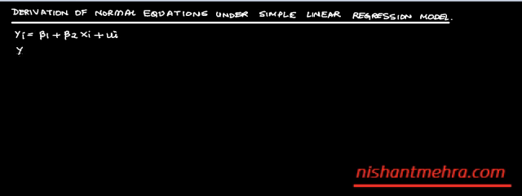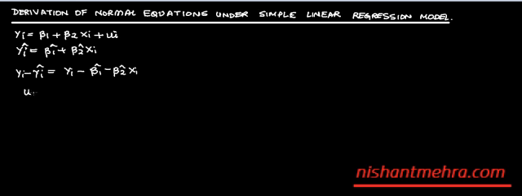Now, once you estimate this model, you'll be getting yi hat as beta 1 hat plus beta 2 hat xi. So subtracting yi hat from yi, you'll be getting yi minus yi hat. This you can write as yi minus beta 1 hat minus beta 2 hat xi, but this is nothing but the residual term, which is yi minus beta 1 hat minus beta 2 hat xi.